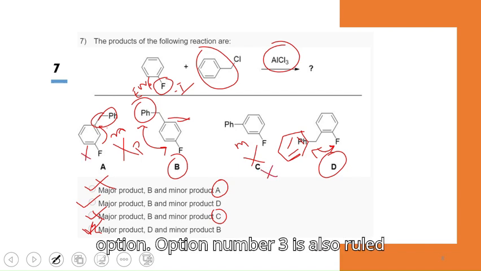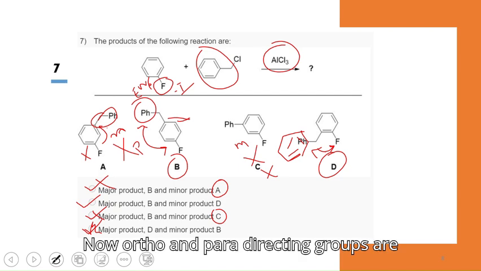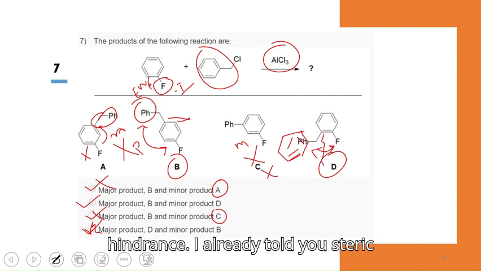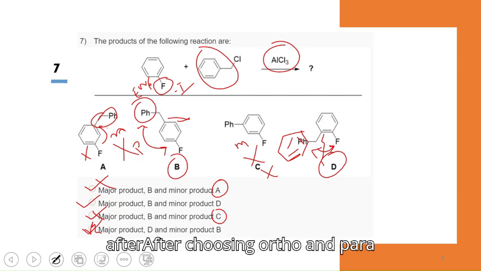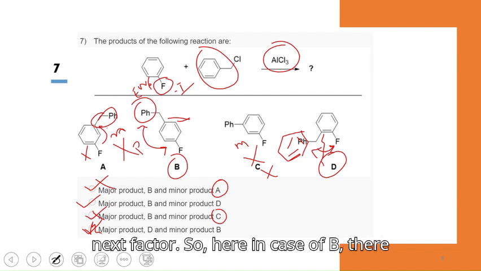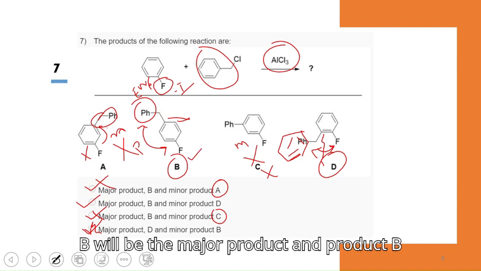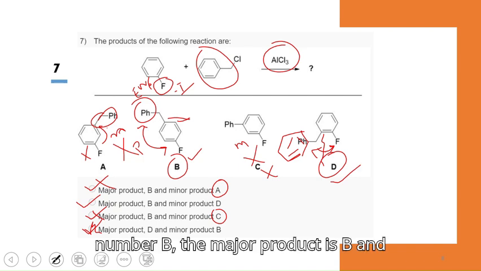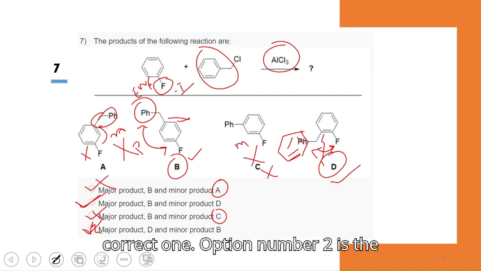Option number C is also ruled out. And talking about options B and D, now ortho and para directing groups are there, but in case of D there will be a hindrance. I already told you steric hindrance will play a role after choosing ortho and para position; steric hindrance will be the next factor. So in case of B, there is no steric hindrance. That's why product B will be the major product and product D will be the minor one. So in option number B, the major product is B and the minor product is D. So option B is the correct one. Option number 2 is the correct option.